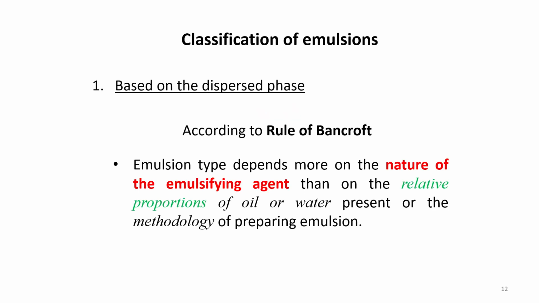Emulsions can be classified according to their character. One of them is based on the dispersed phase. According to the Bancroft rule, emulsion types depend on the nature of the emulsifying agent rather than on the relative proportions of oil or water present or the methodology of preparing the emulsion.